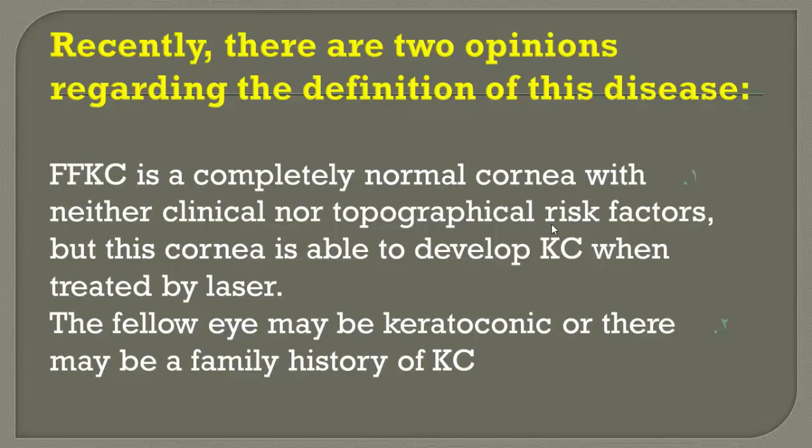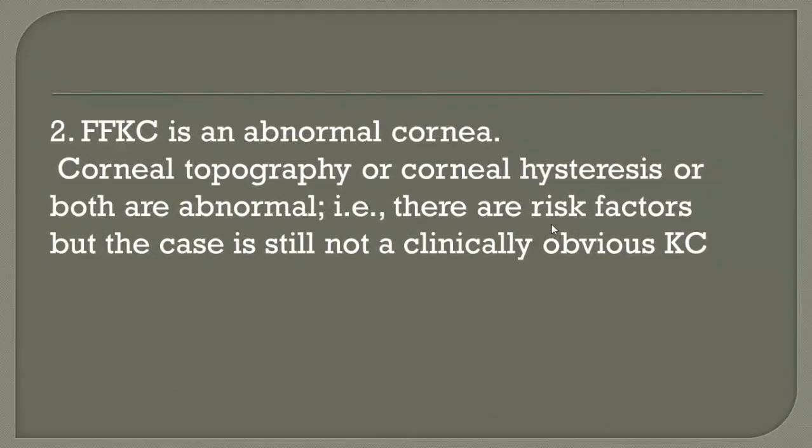So we should know that this disease is important for us to protect the patient from developing post-laser corneal surgery ectasia. So when the cornea is suspicious, it is called forme fruste keratoconus. The fellow eye of this forme fruste eye may be keratoconic, or there is a positive family history of keratoconus. Also, we can treat forme fruste keratoconus like an abnormal cornea, where corneal topography, or corneal hysteresis, or both are abnormal. There are risk factors, but the case is still not a clinically obvious keratoconus.